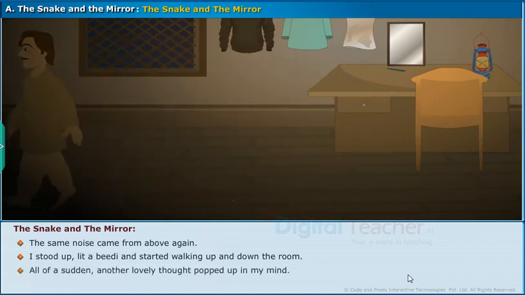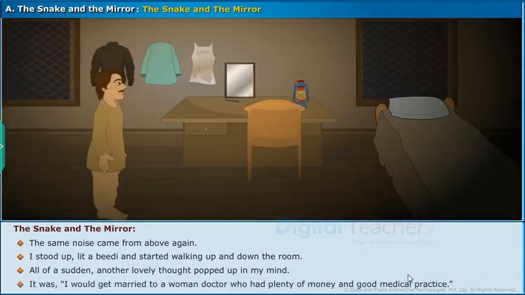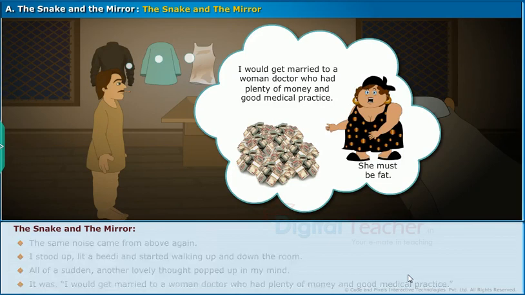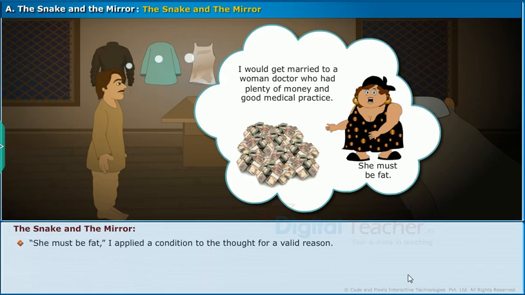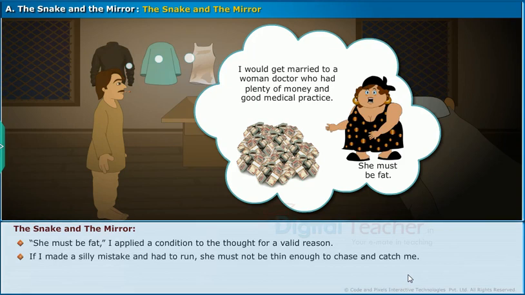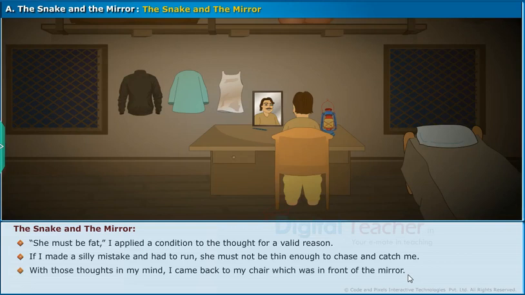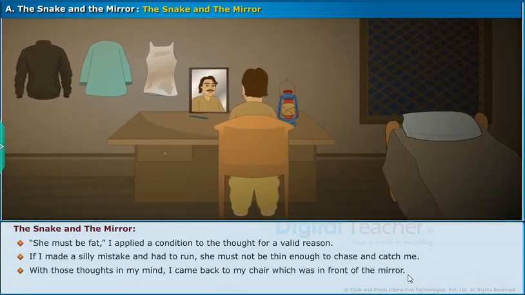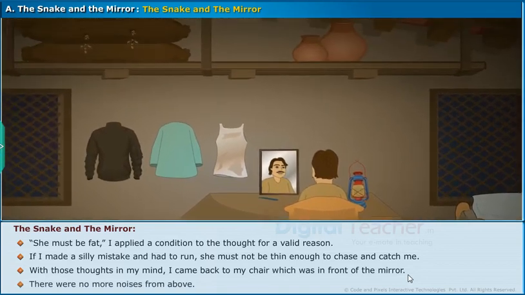All of a sudden, another lovely thought popped up in my mind. It was, I would get married to a woman doctor who had plenty of money and good medical practice. She must be fat. I applied a condition to the thought for a valid reason. If I made a silly mistake and had to run, she must not be thin enough to chase and catch me. With those thoughts in my mind, I came back to my chair which was in front of the mirror. There were no more noises from above.